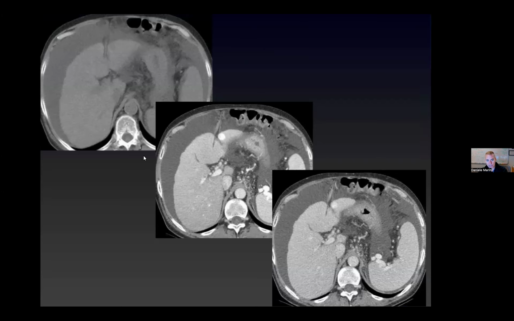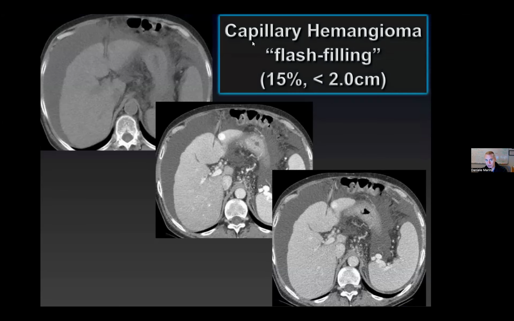This is another example of a hemangioma. This is a different subtype. This is what we call a capillary hemangioma, or flash-filling hemangioma. Unlike the other example I showed you, we don't really see the peripheral nodular enhancement. The lesion is actually enhancing homogeneously in the arterial phase, and then it becomes iso-attenuating to the blood pool on the portal venous phase.